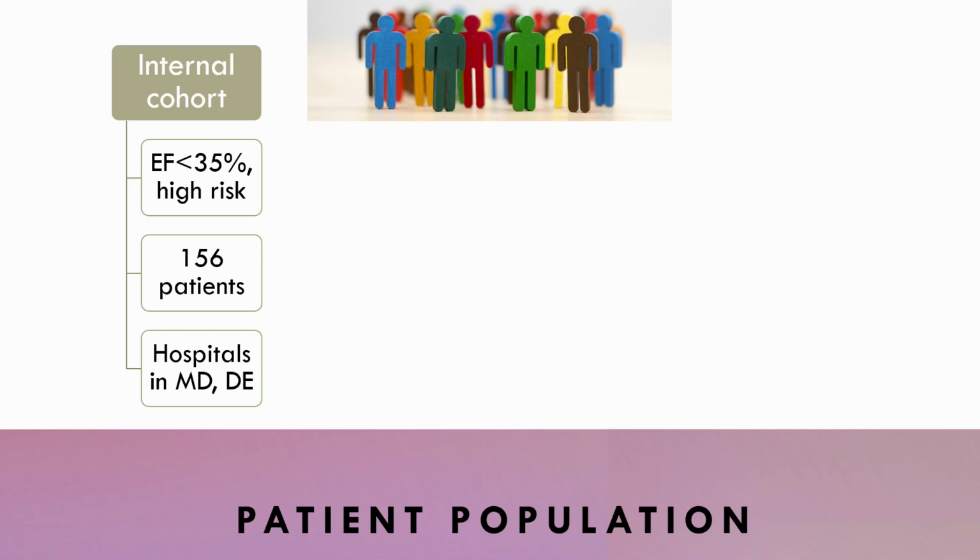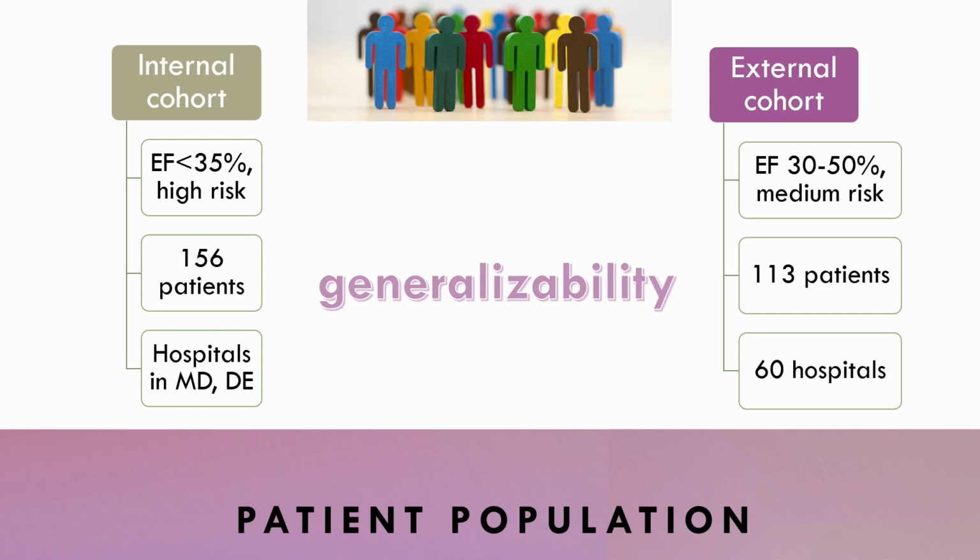We trained our algorithm on that, and then to demonstrate generalization, we used an external cohort to validate it. The external cohort is actually from the PREDETERMINE study with Christine Albert as the PI. Those are different patients, a different group. They were all at medium risk. They did not have defibrillators. The scans were collected from 60 hospitals in the US. We did not exclude any clinical scan whatsoever. So we developed on this and tested on both of them.